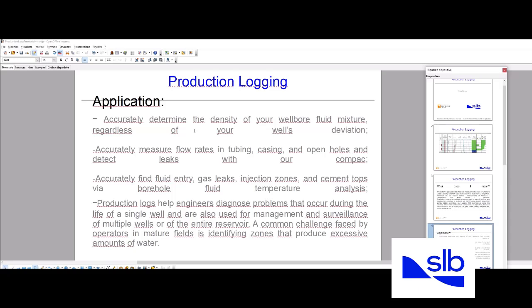So the production logs help engineers to diagnose problems that can occur during the life of single wells, and they are also used for management and surveillance of multiple wells or entire reservoirs. There is a clear application also in change of phase in operation in mature oil fields, identifying zones that can produce excessive water, especially in mature fields.